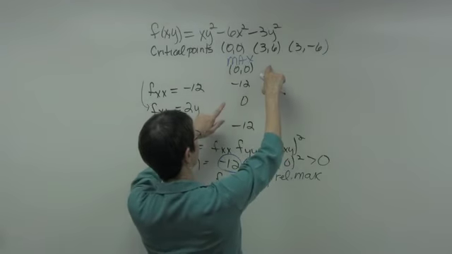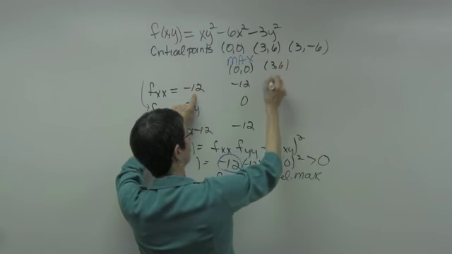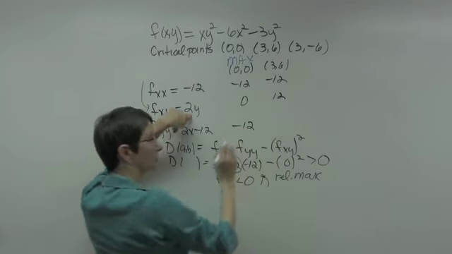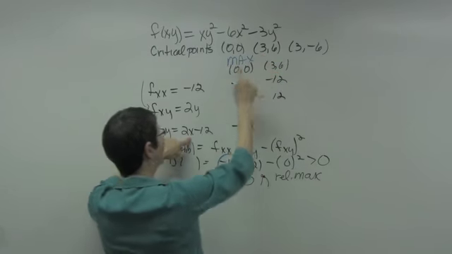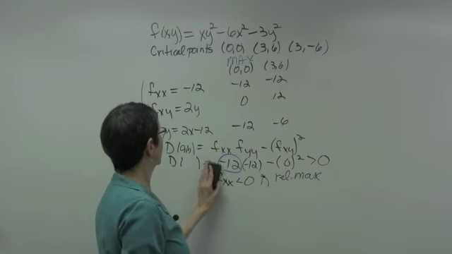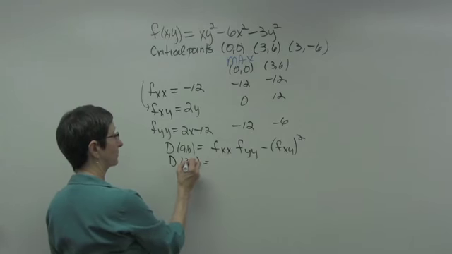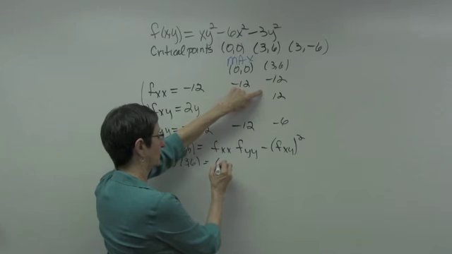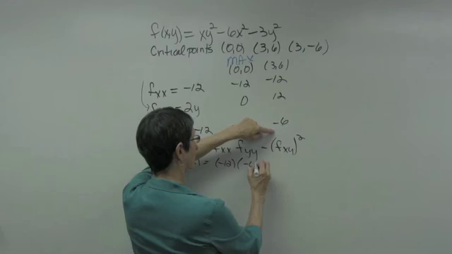So let's go to 3, 6. fxx is still negative 12. fxy is 2 times y, which is 6. That is now positive 12. fyy is 2x minus 12. 2 times 3 is 6. Minus 12 is negative 6. So to test those values in the discriminant function, I'm testing 3, 6. fxx was negative 12. fyy down here was negative 6.